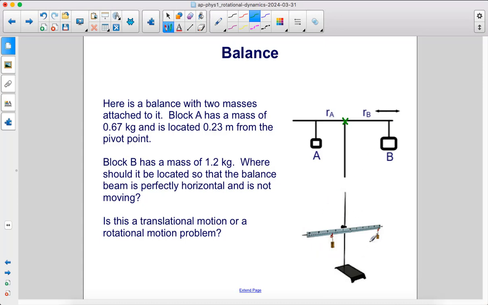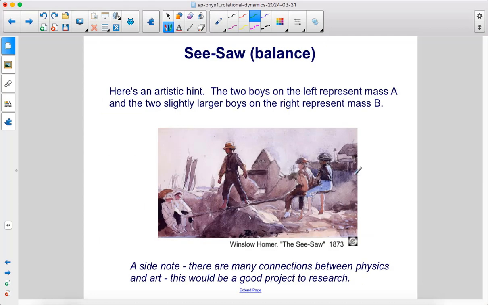So here's an image of a real-life experiment that you can do in your classroom. Is this a translational motion or a rotational motion problem? Here's an artistic hint. The 2 boys on the left represent mass A, and the 2 slightly larger boys on the right represent mass B. A side note, there are many connections between physics and art. This would be a good project to research.